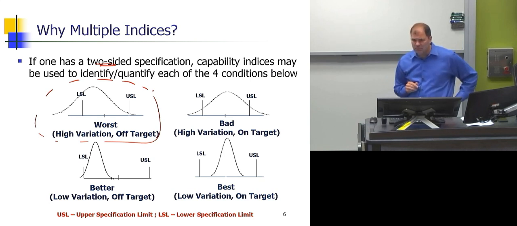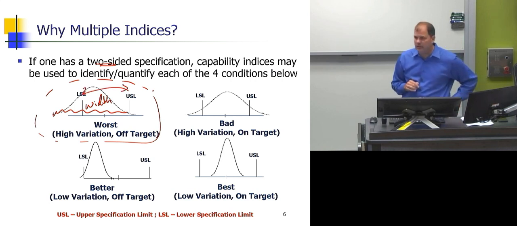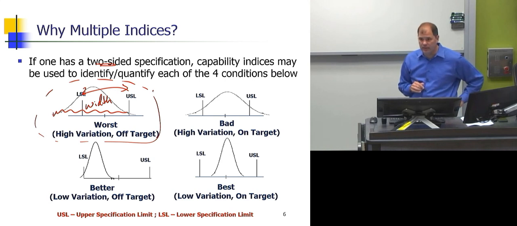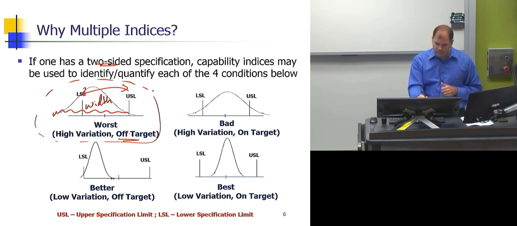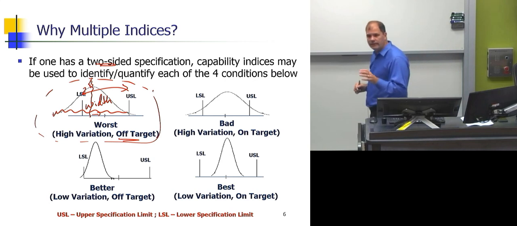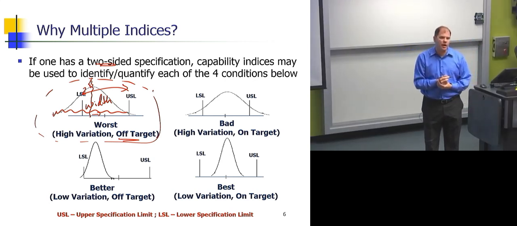Yes? The curve goes all the way from the lower spec limit to the upper spec limit. Okay. I would say that the width of this curve is much bigger than the spec limit width. Everybody see that? I also say that it's off target. How do I know the mean is off target? If I calculate the mean of that normal distribution, it's deviating from the target value.